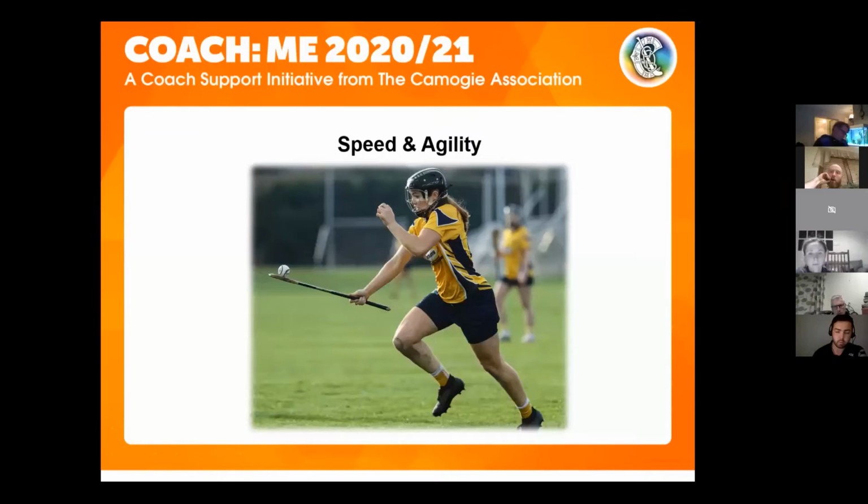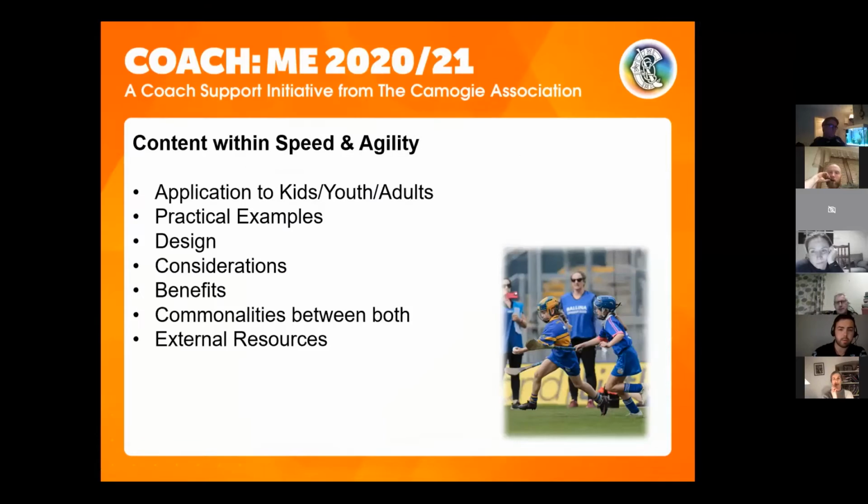Say in 15 minutes, it's going to be more of an overview with some practical examples, not any sort of text heavy information, more examples that I can give through my dealings with teams over the years. So just a couple of bits we want to look at: how to apply that across the different age groups, some examples of how you would go about designing it, whether it be in your session, over the course of a season, or even within your week, how that might look. Some considerations to bear in mind when you're planning it, and to factor in.